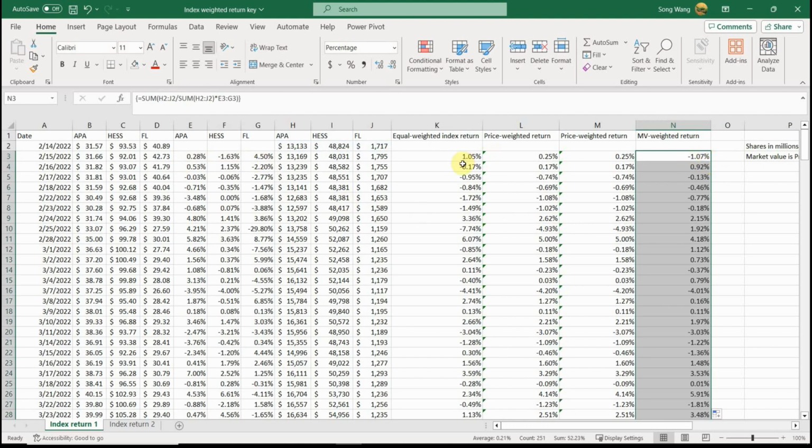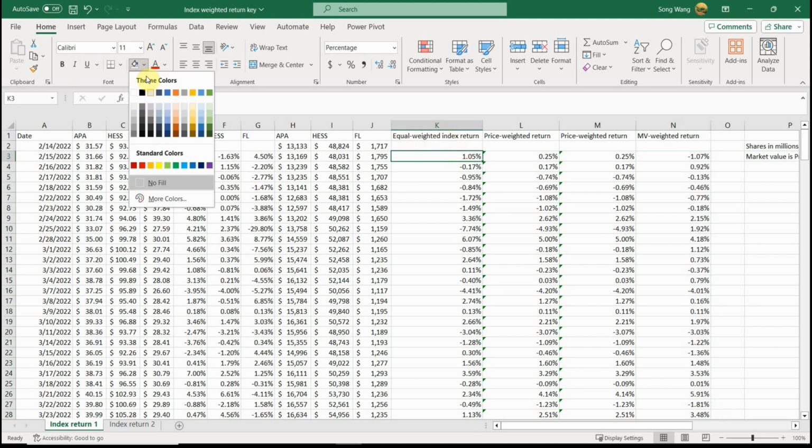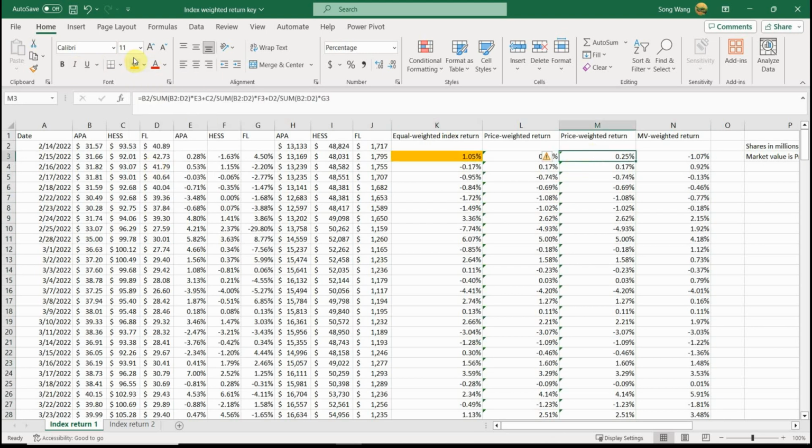So you will see that so far we have created 3 kinds of index returns. One is equal weighted, another is price weighted, and another is market value weighted. Okay, you can see they come with different levels. You will see that the returns of the 3 stocks are at different levels. If you just get equal weighted, then the average is 1% for the 3 stocks. If you get a price weighted, you can see that for Hess, the stock price is highest compared to the other 2. So then the index is dragged down because Hess has negative return.